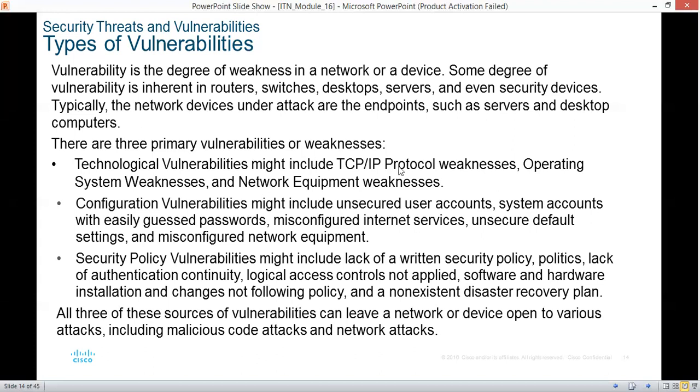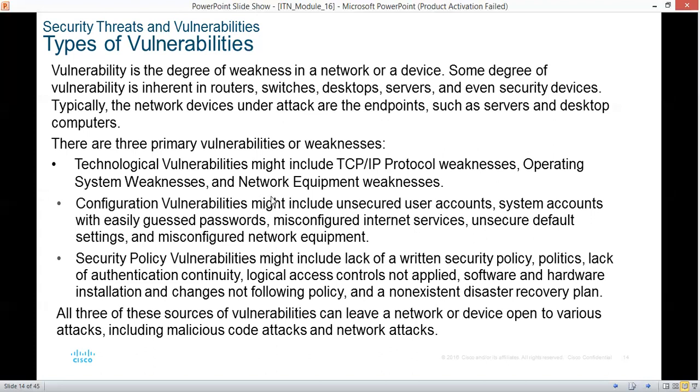So there are three primary vulnerabilities which everybody should look out for. Technological vulnerabilities might include TCP/IP protocol weaknesses, operating system weaknesses, and network equipment weaknesses. So it can come from the TCP/IP protocol part, or it might be from the operating system. And maybe some patches that you needed to update that you haven't updated can also allow threat actors to have access to it. And then network equipment weaknesses. Network equipment requires you to configure the security aspect of it, and if you don't, then they could have access to it.